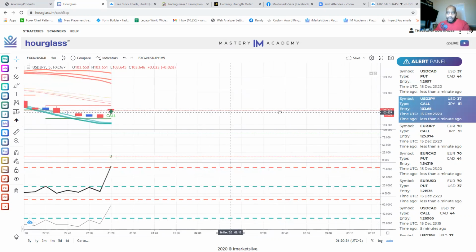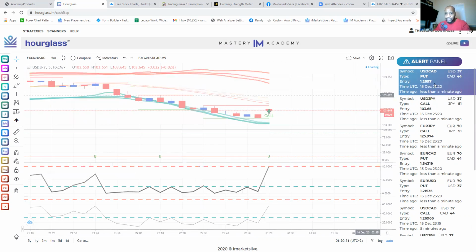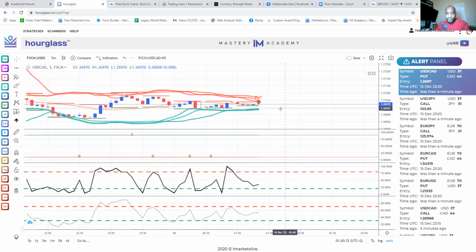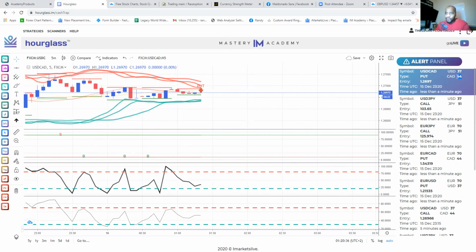Now let's talk about this setup. Let's go to a whole new one, USD JPY. Actually, we got a put call for USD CAD now. It's giving us a put. This is actually set up for a put here, 37.44. The top number is less than the bottom number, so it matches our currency strength meter.